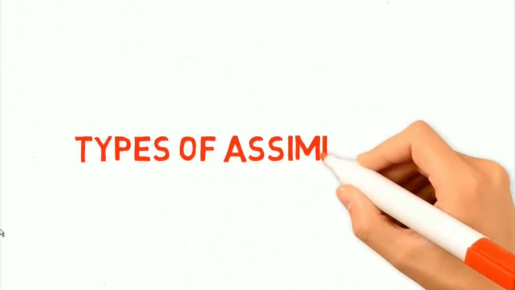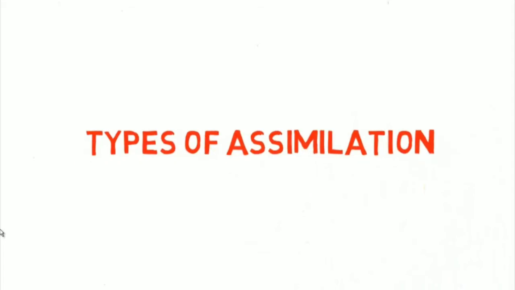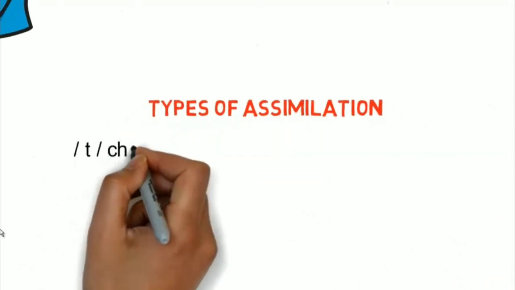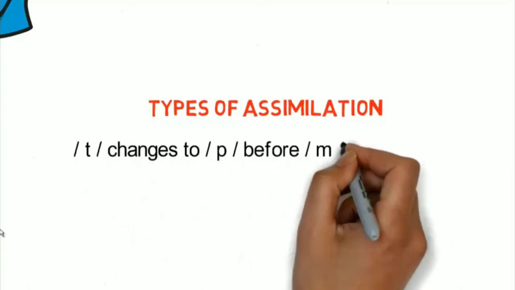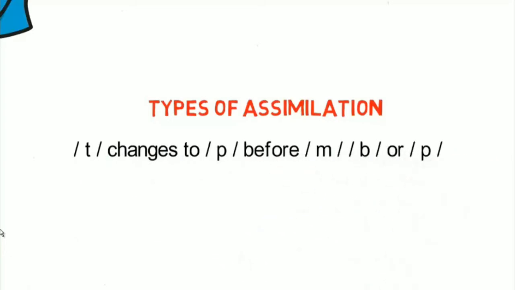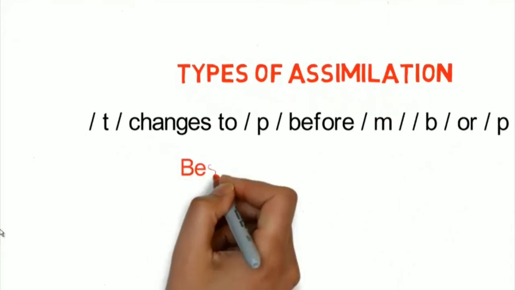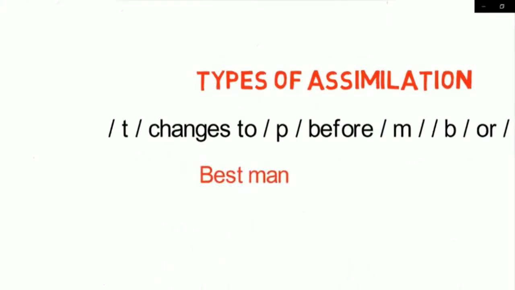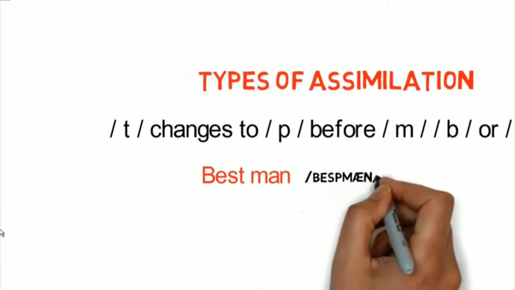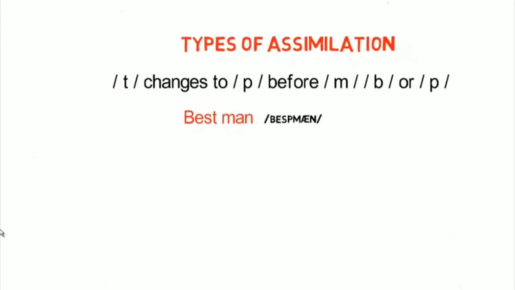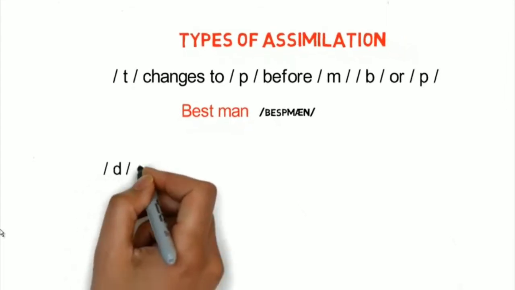Okay, here we have the first type of assimilation, and it is when a word ends in a sound like t. It changes to p before a sound m, n, b, or p. So here we have the first example. It is "best man." It changes to "bes-p man." We pronounce it like a p, best man.